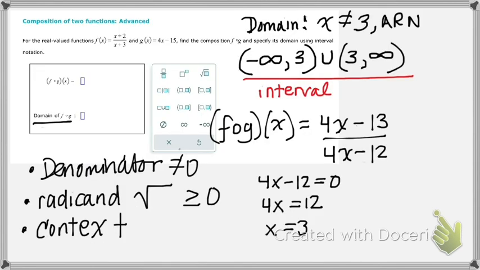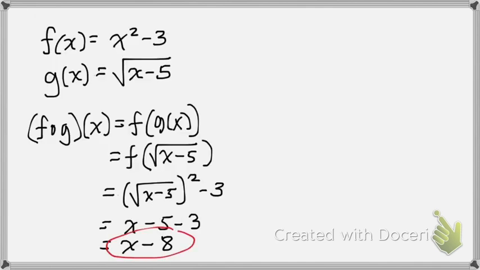Now, what did I say? I said the domain only has 3 types of limitations: denominator, the radicand, or by context. All right, well, we don't have a denominator here. We don't have a denominator here. We don't have a radical, and we don't have a context.